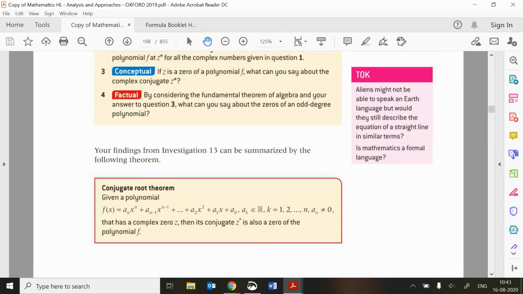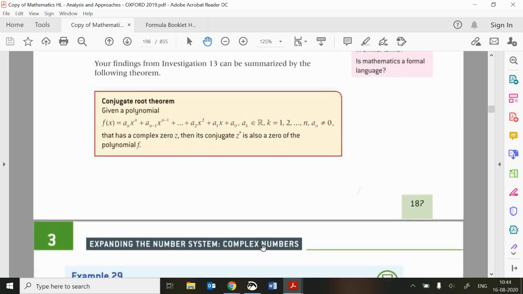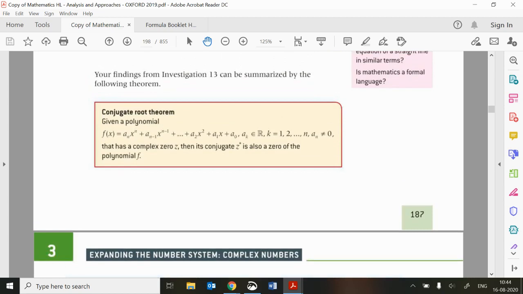Okay, so there's no proof of that one. In fact, there was no proof of the fundamental theorem of algebra, which was, as mentioned in the book, proved by Gauss as well. So there's just something that we've used. We can kind of sort of understand it. We can understand that perhaps it must be the case, but there is actually no formal proof given for these theorems in the book. Okay, so let's just read the conjugate root theorem again.